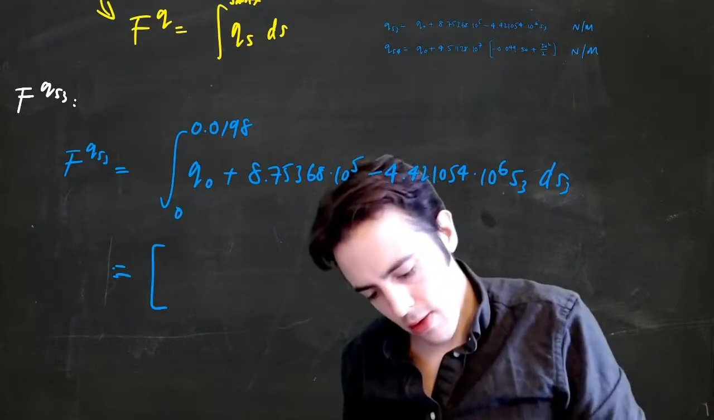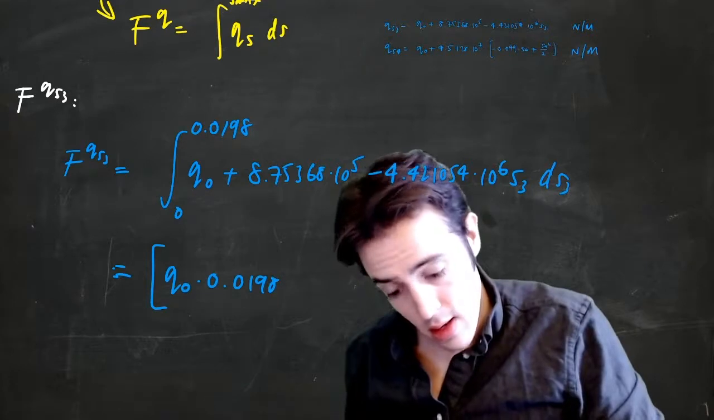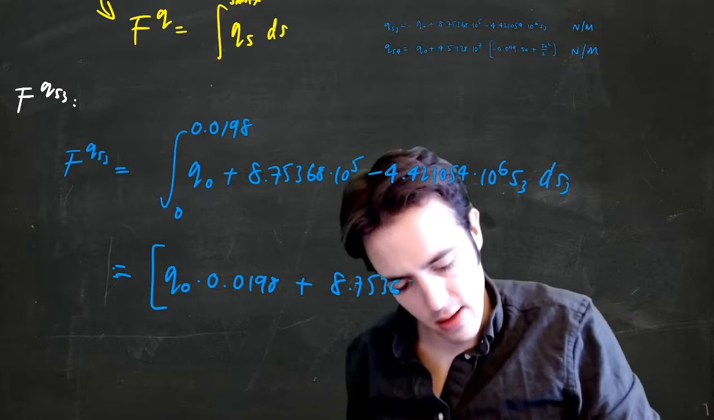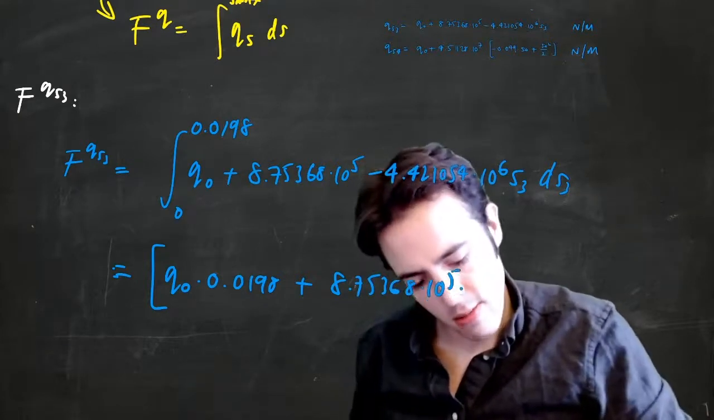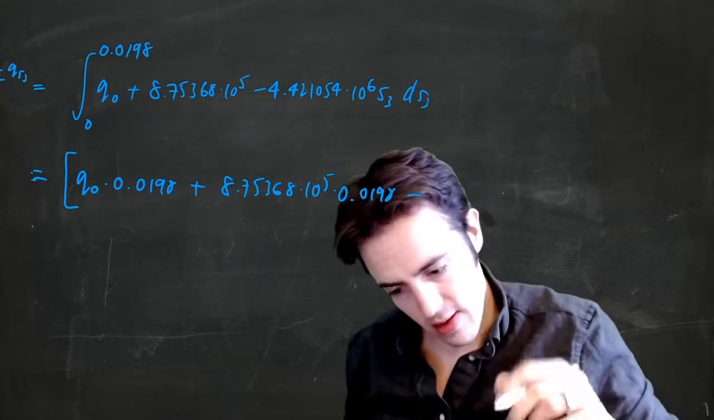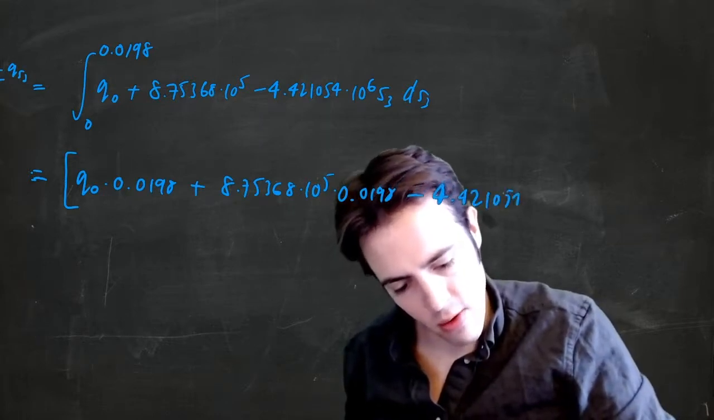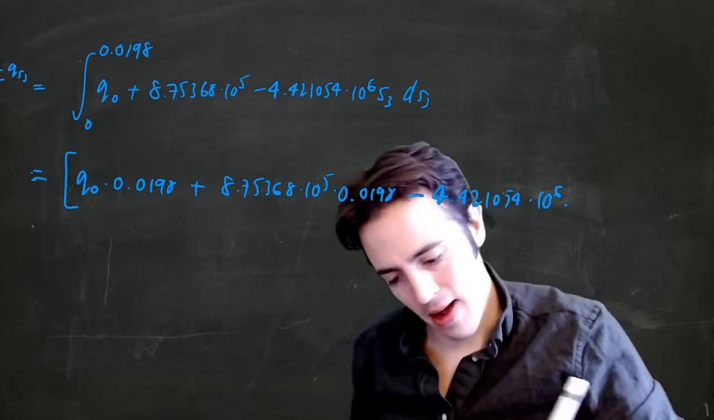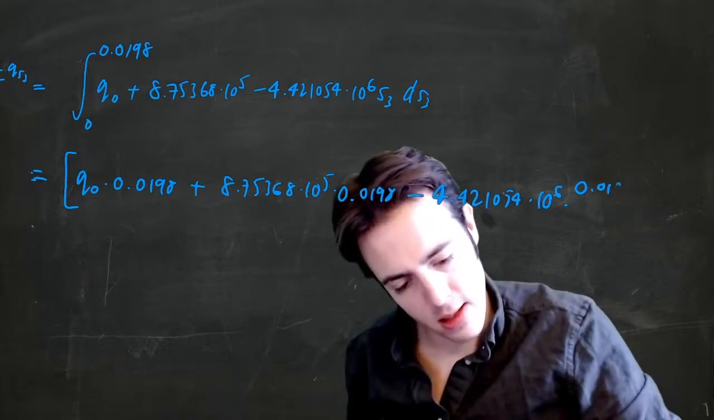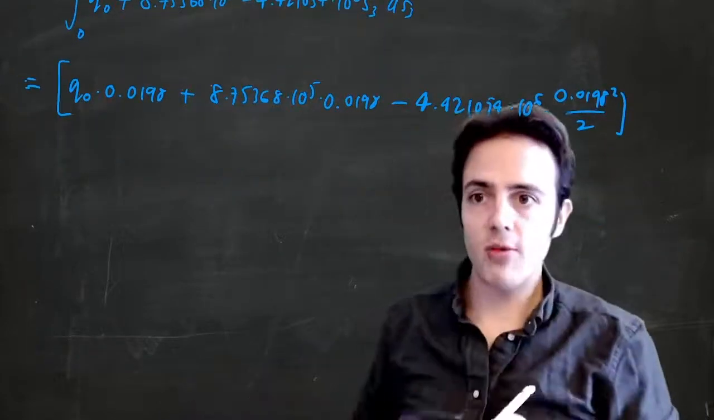So this becomes Q0 multiplied by 0.0198, plus 8.75368 times 10 to the 5 multiplied by 0.0198, minus 4.421054 times 10 to the 6 multiplied by 0.0198 squared on 2. I wouldn't do all these steps if I was doing the solution myself. I'm trying to show you everything I'm doing here.